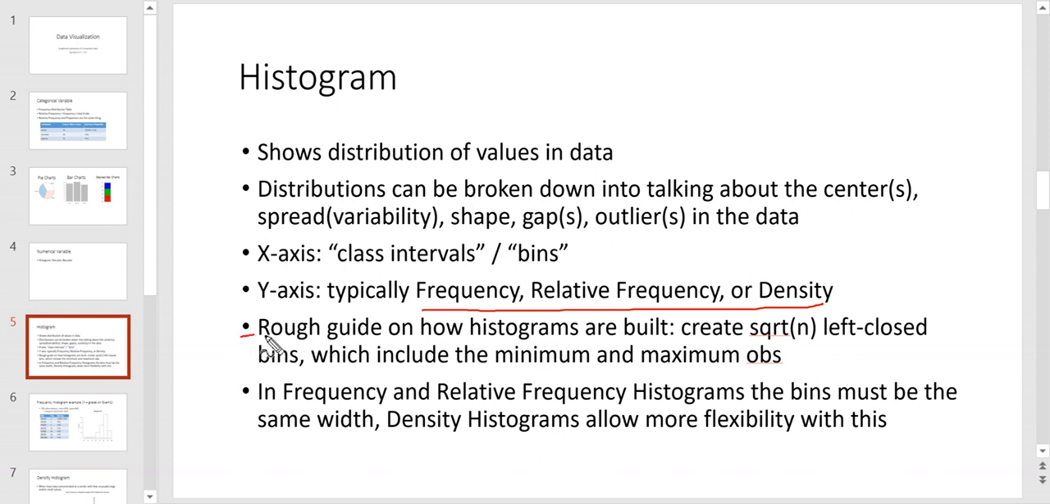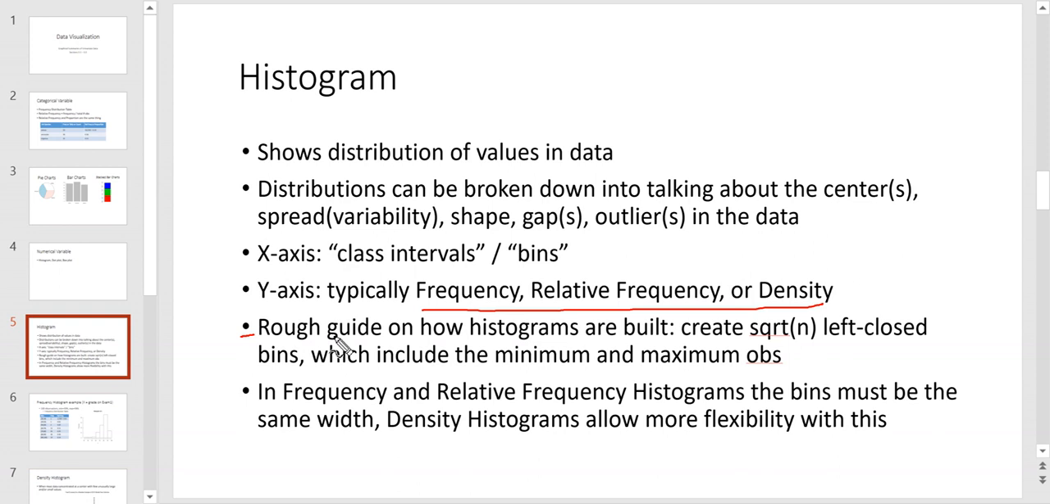Here is a rough guide on how histograms are created, although I rarely ask anyone to create a histogram, more to interpret them. First off, you take the sample size and take about the square root of it, and use that as a rough estimate of how many bins you're going to create. And you have to make sure that you are inclusive of the minimum and maximum values in your data set, because you don't want to exclude any values from the histogram.